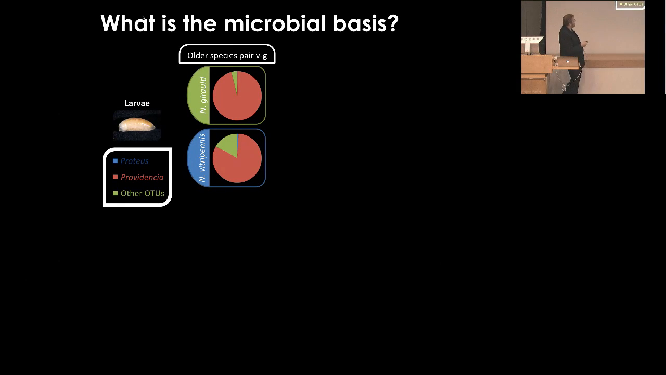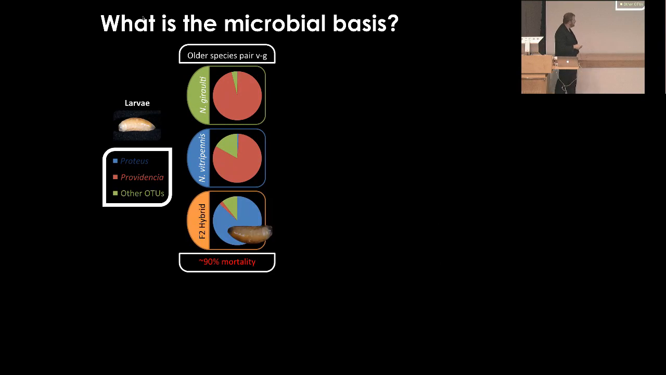So here we're taking the larval microbiomes just before death and asking, what do they look like? This is the older species pair, Vitripennis and Giraulti. These are some of the dominant species, and then everything else is just grouped in green. And in the hybrids, you can see that the hybrid microbiomes, where we see this 90% mortality, these hybrids die, and they also have a very different microbiome than either of the parents.